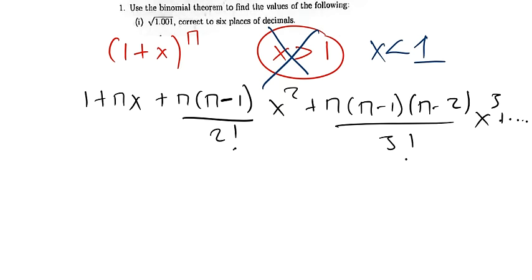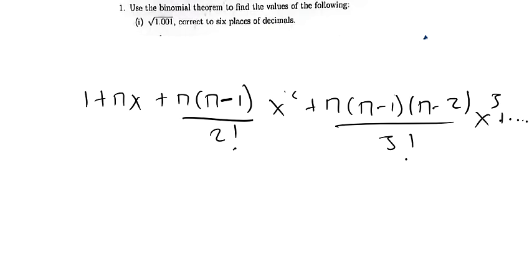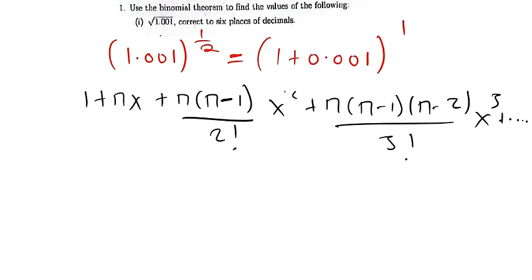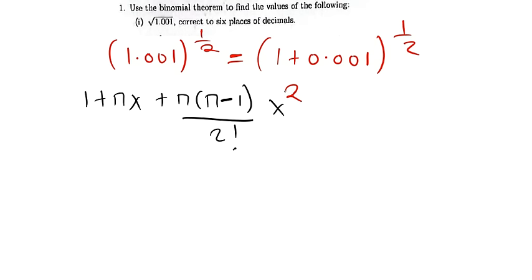Now looking at the one that is at hand, we have the square root of that. So square root is the same as the power half: 1.001 raised to the power half. Now we have to express it in terms of addition. So that is 1 plus 0.001 raised to the power half. And so from there it becomes easy. So now I will just go up to the third term. That's enough. You'll be able to see why.